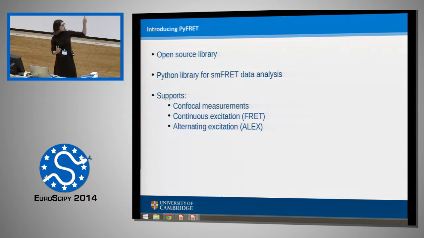It supports doing confocal measurements, and it supports a couple of different types of data collection methods. So there's continuous excitation, which is where you just have your blue donor laser on all the time. And you can also have a mode where you have two lasers that flash on and off very fast, which gives you some information about whether your molecules are properly labeled or not.